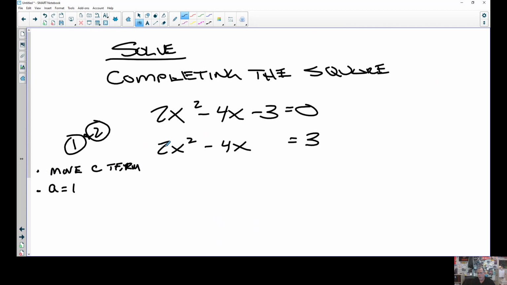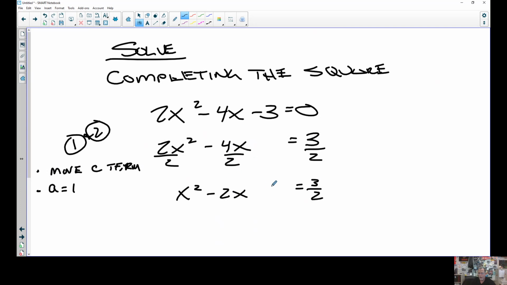Right now, A is not equal to 1, right? Our A has a value of 2. We got to get rid of that. So we're going to divide everything by whatever that is so we get it to be 1. So 2 divided by 2 is 1. So this is now x squared. 4 divided by 2. This is now 2x. I have nothing there. This is 3 halves. And it's going to just stay 3 halves.